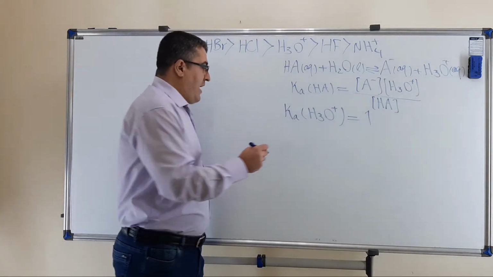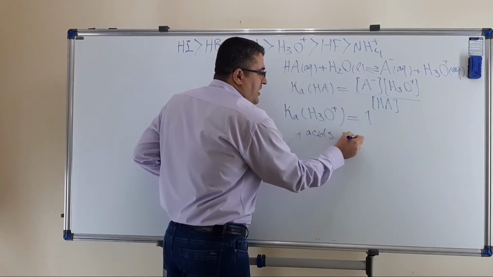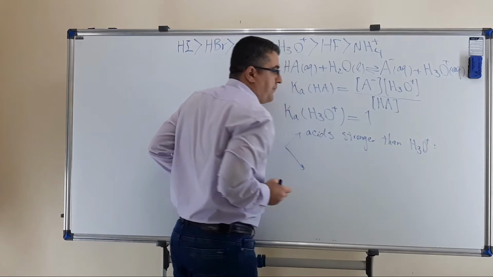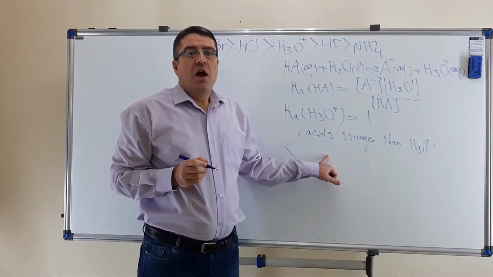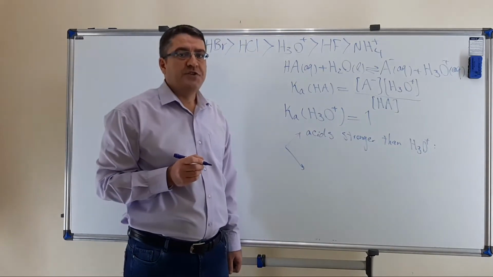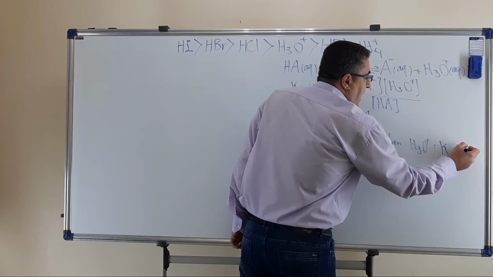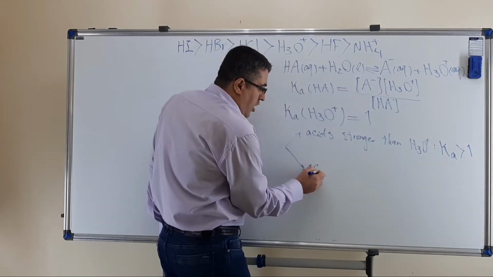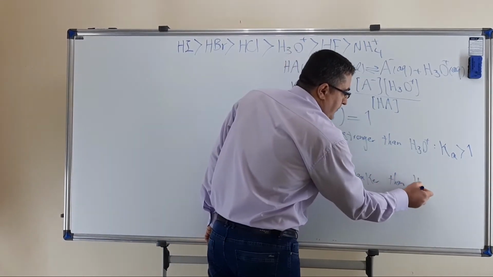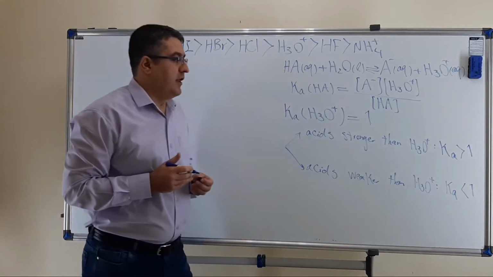So here, for acids stronger than hydronium, acids which have higher Brønsted acidities than that of hydronium cation, the conjugate acid of the solvent, we expect the acidity constant to be greater than 1. On the other hand, for acids weaker than hydronium, we expect the acidity constant to be smaller than 1.